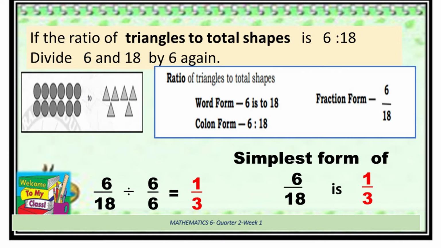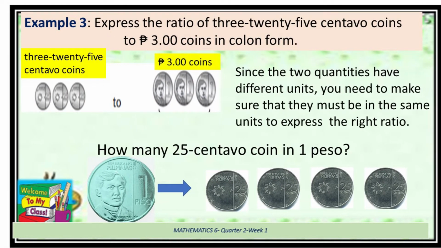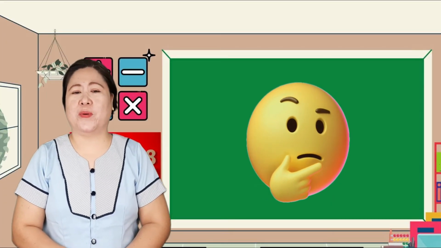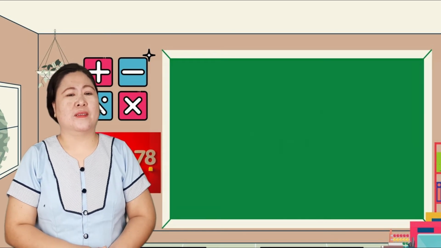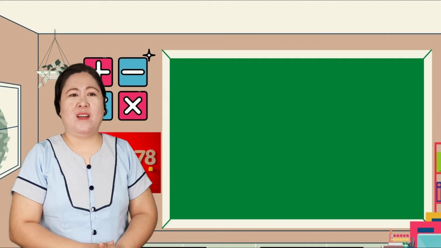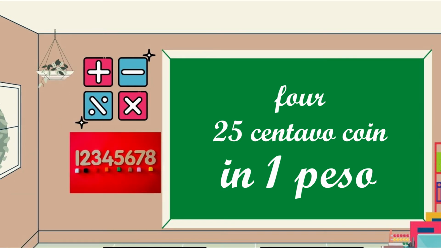Let's have another example. Express the ratio of 3 25-centavo coins to 3 peso coins in column form. Since the two quantities have different units, you need to make sure that they are in the same units to express the right ratio. How many 25-centavo coins are in 1 peso? Correct. There are 4 25-centavo coins in 1 peso.